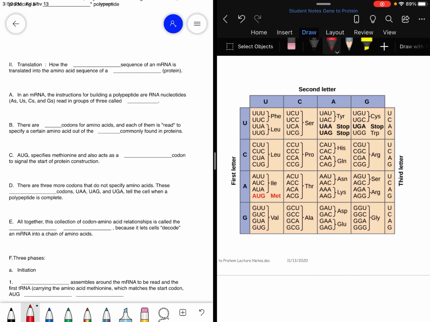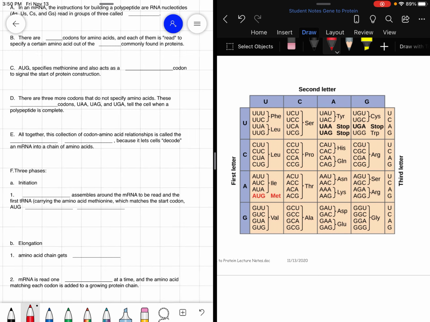I'm just going to read it. In an mRNA, the instructions for building a polypeptide chain are RNA nucleotides as A's, U's, C's, and G's, run in groups of 3 called codons. There are 61 codons for amino acids, sorry if you wrote that down wrong, and each one of them is read to specify a certain amino acid out of the 20 commonly found in proteins.